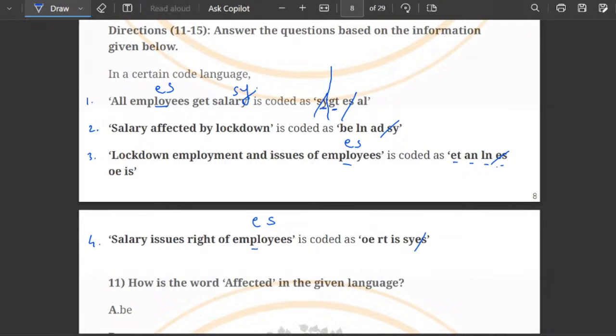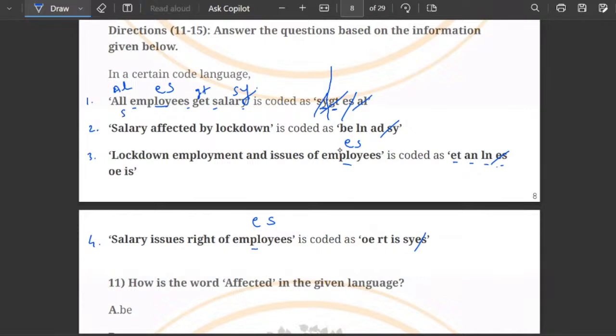Now, if you see, employees start with E and end with S. So we have ES. Salary start with S and end with Y. We have SY. Now, that means get starts with G and ends with T. Do we have GT? Yes, we have GT. All starts with A and ends with L. Do we have AL? Yes, we have AL. Now see, it's become so simple.